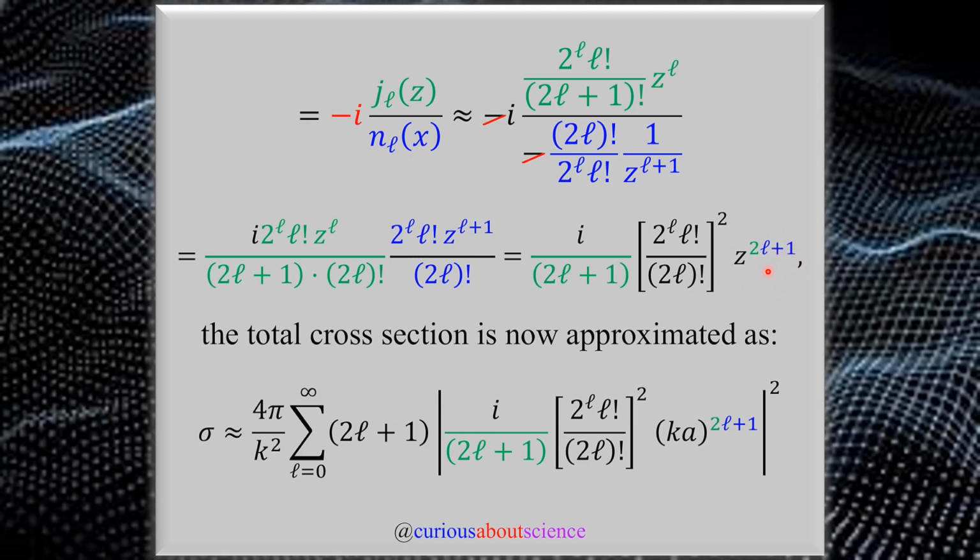So what we can now say is that the total cross-section is now approximated to 4 pi over k squared, because we can bring the k out front. No big deal. We've seen that before. And all the nitty-gritty algebra is in the PDF, of course. But we have to put this into the magnitude. And so we can simplify this next.